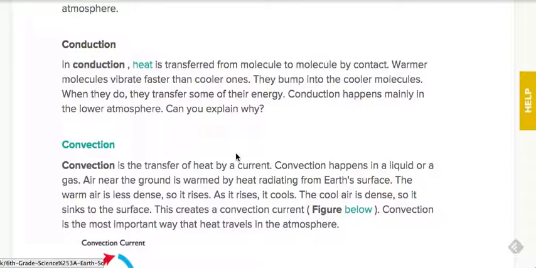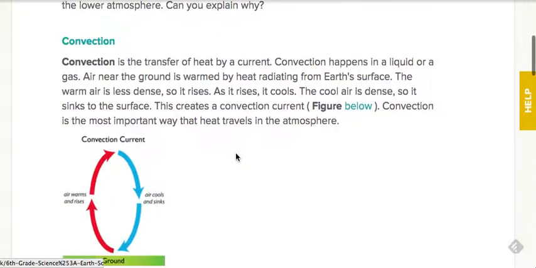Can you explain why? What is more present closer to the Earth's surface? Think about that. This will make a good test question. Convection. We've talked about convection in the mantle. Now we're going to talk about it in the atmosphere.